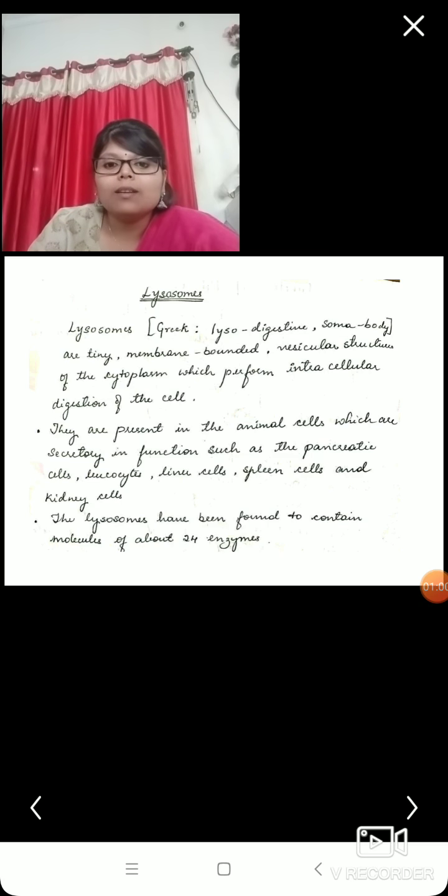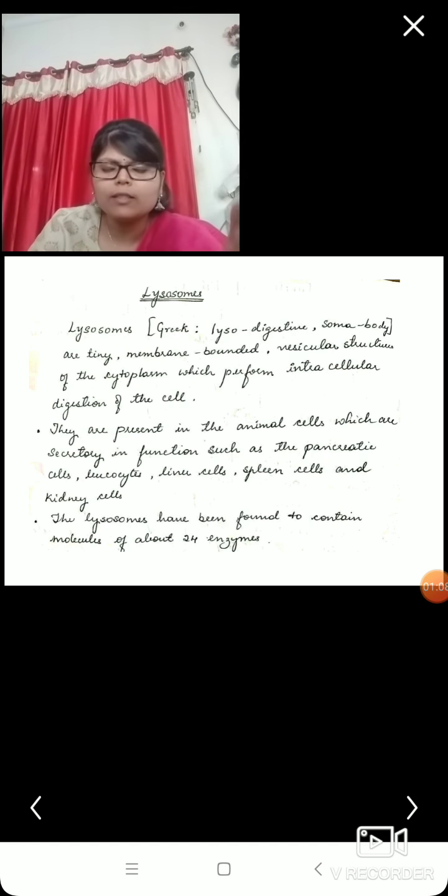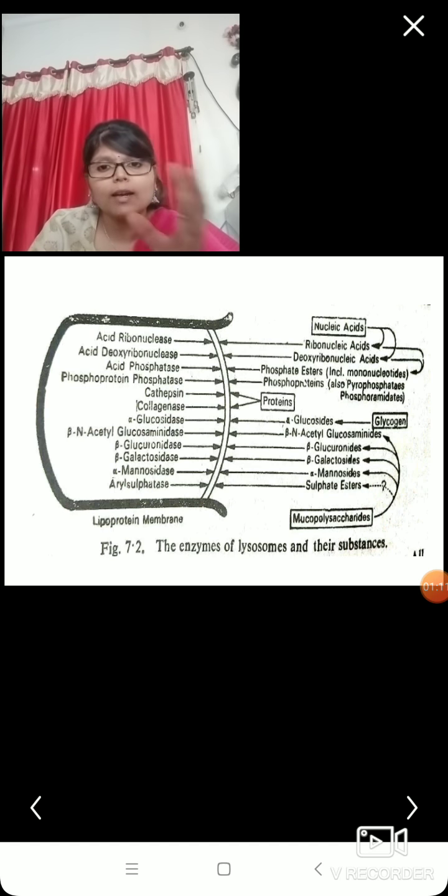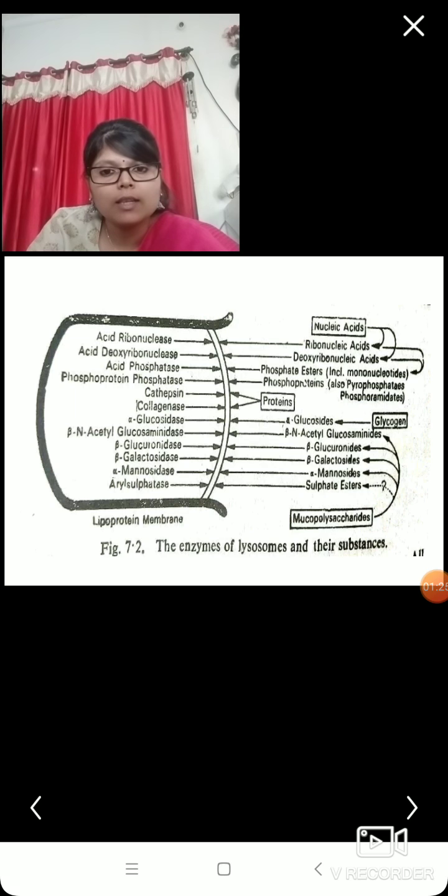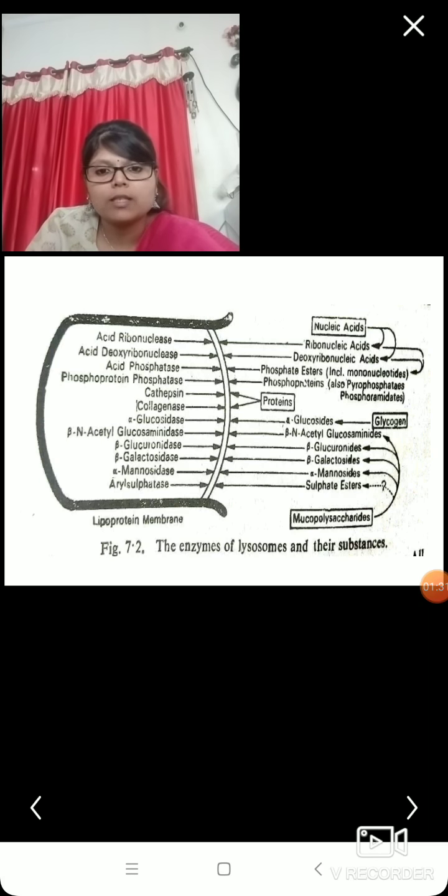Lysosomes have been found to contain molecules of about 24 enzymes. They have plenty of enzymes so that they can digest all kinds of foreign bodies which come inside the cell, or intracellular digestion can also happen by these enzymes. Let me name a few of them: acid ribonuclease, deoxyribonuclease, acid phosphatase, phosphoprotein phosphatases, and so on, up to 24 enzymes. All these are present inside the lysosomes.